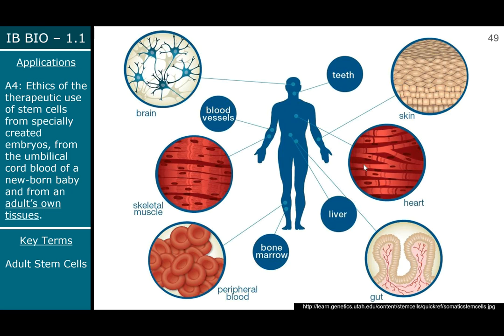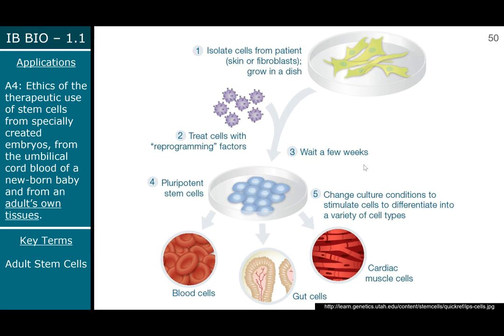You can get them from the brain, blood vessels, skeletal tissue, the gut, skin. You can get it just about anywhere. But there's not a lot of them, and the process is not so nice. You have to isolate the cells from the patient. So if you're going to do skin stuff, you have to treat the cells with reprogramming factors. So you have to trick them into working backwards and becoming stem cells. You have to wait a few weeks. And then you have to culture them into whatever you want them to be, right? Because there are more steps involved, it's a lot more complicated, a lot less successful, and a lot more expensive.